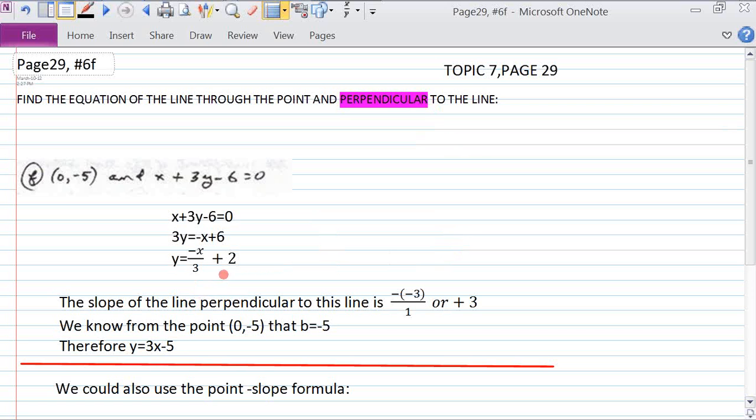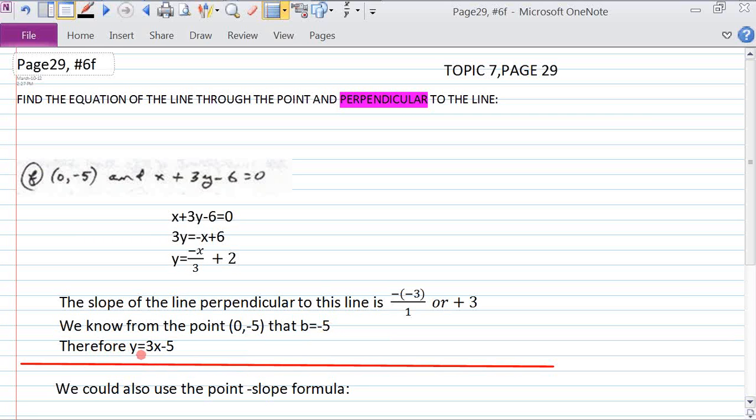But I want the line that I'm looking for to be perpendicular to it. So instead of using minus 1/3, I'm going to turn it upside down and change its sign. So minus 1/3 becomes minus 3/1. And then because it's the negative reciprocal, I put another minus here. So I have a minus minus 3, and I have plus 3. So we know from the point 0, minus 5 that b equals minus 5.